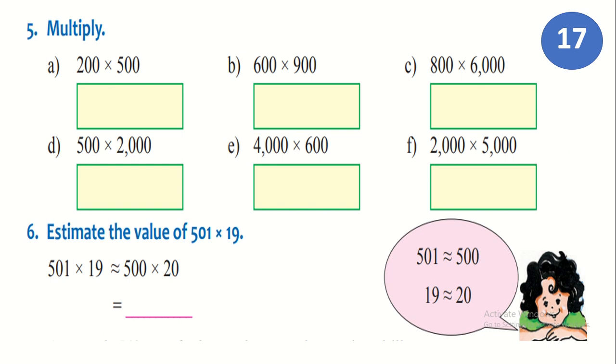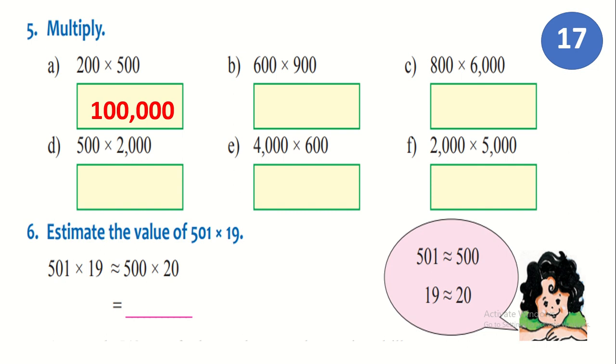Number 5, multiply 200 times 500. Okay, multiply the number first. 2 times 5 is 10. And then you add 4 zeros. The answer is 100,000. Correct, students? Okay, very good.